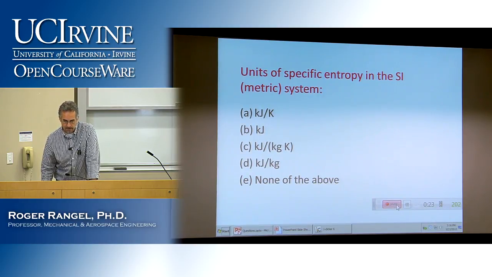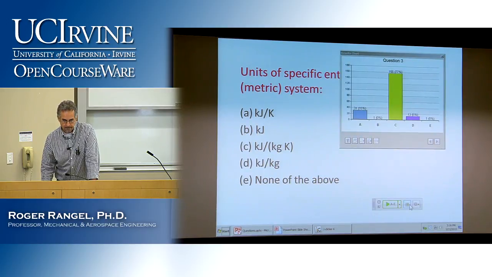Some people left. Yeah, so specific, so it's per unit mass. Units of entropy are kilojoules per Kelvin, but per unit mass, you need the kilogram. All right.